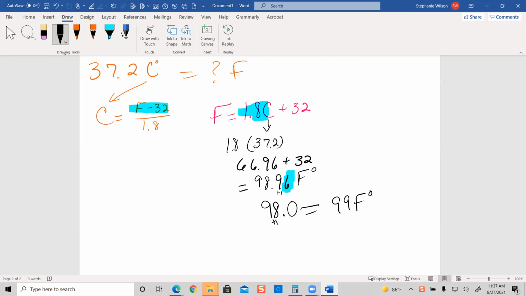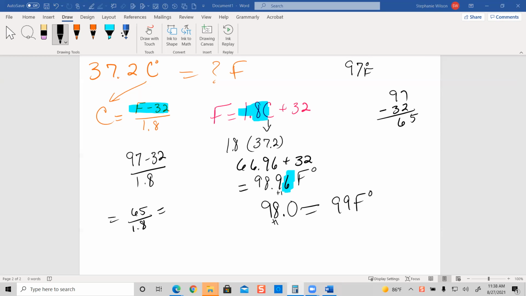Now, that said, if we were to say the temperature outside, for example, today is 97 degrees Fahrenheit, and we want to know what is it in Celsius, then we're going to plug that in. We're going to say 97 minus 32. So what is 97 minus 32? 97 minus 32 is 65. And then we're going to divide that by 1.8.